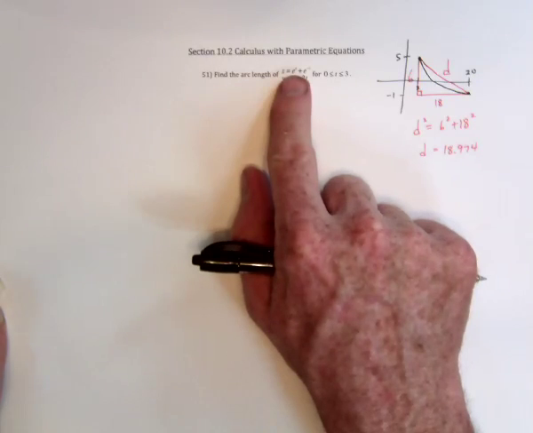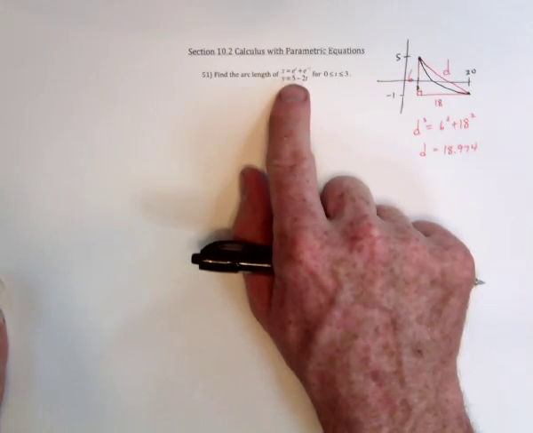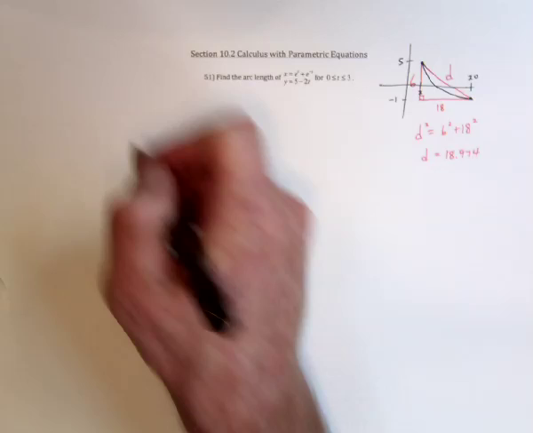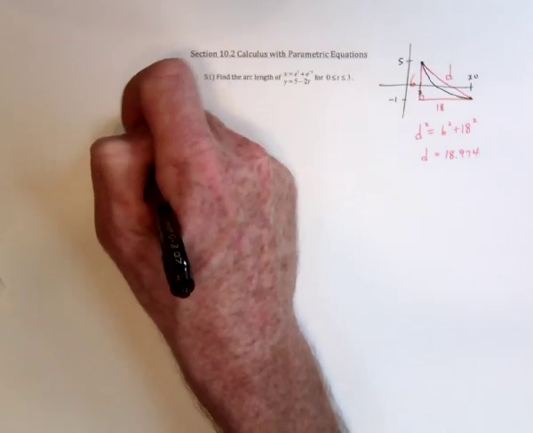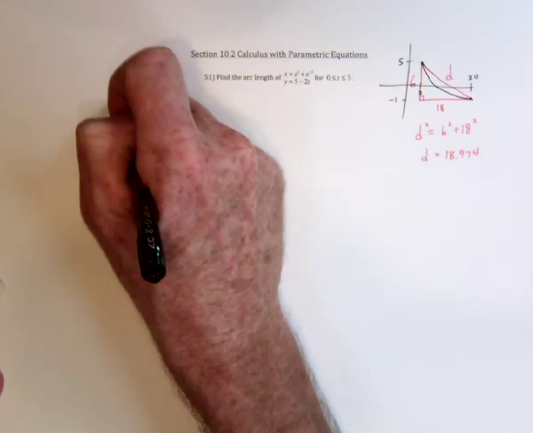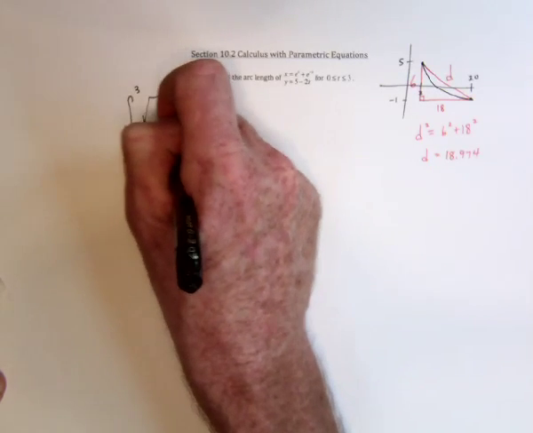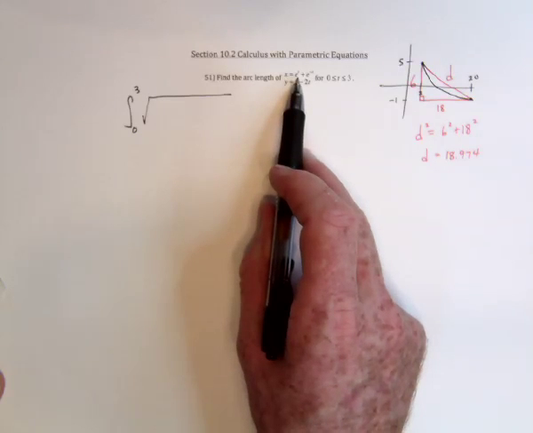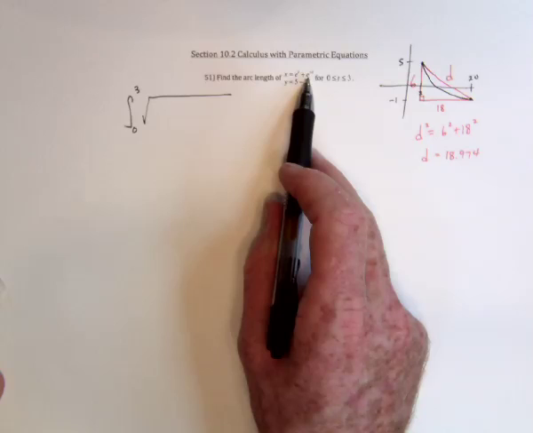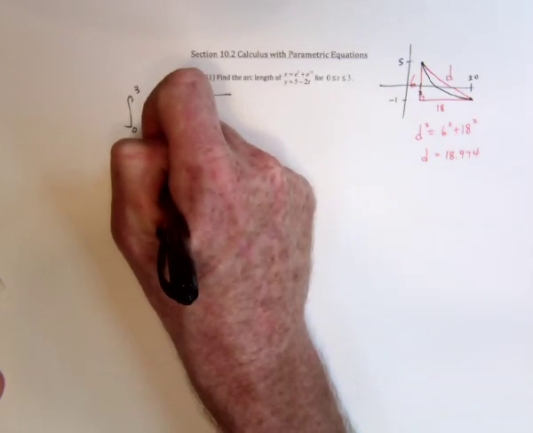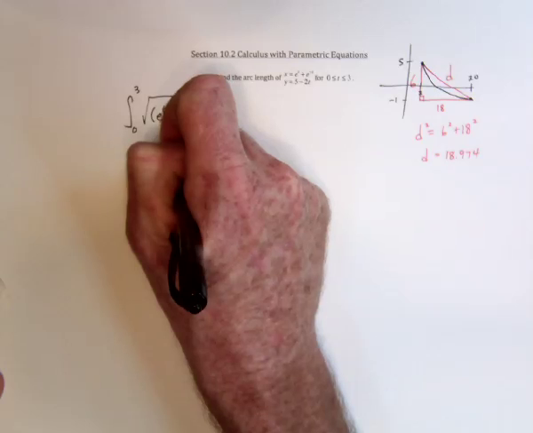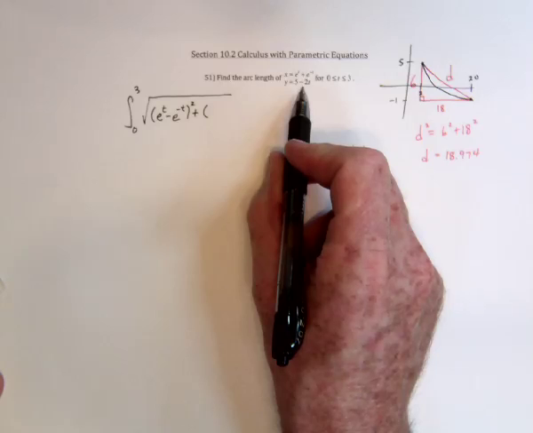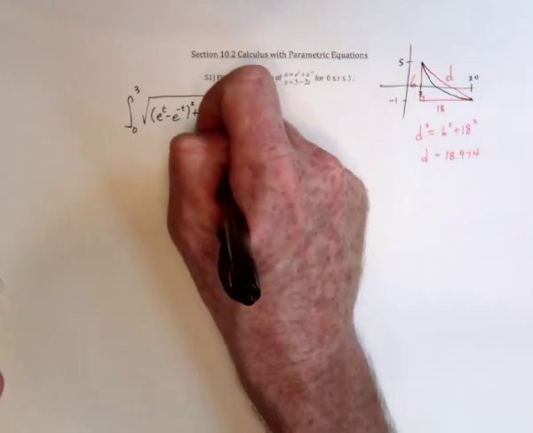So to find the arc length, you take the derivative of both the x and the y, square them, add them together, and put them in a radical. So we're going to integrate from 0 to 3 this square root. Taking the derivative of this x is going to be e to the t minus e to the negative t. So e to the t minus e to the negative t squared plus, take the derivative of the y function, that's going to be negative 2.